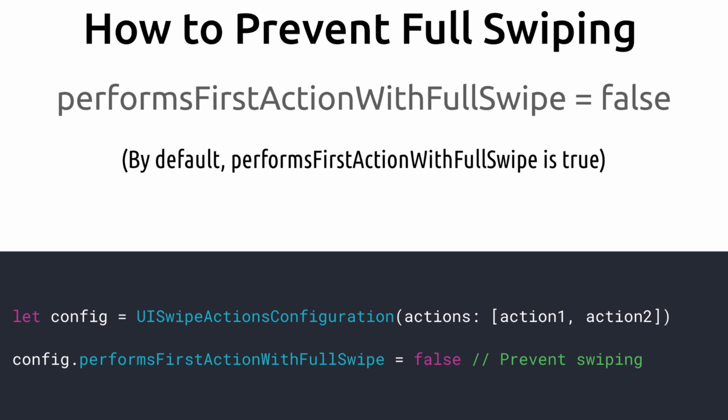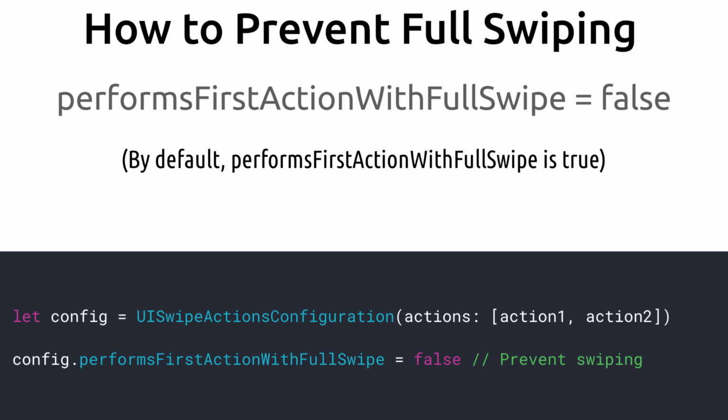And like I said before, you can prevent users from fully swiping a row. It's a Boolean property that is on the UISwipeActionsConfiguration. Remember, the UISwipeActionsConfiguration is that object that manages all your actions. And the property that you want to change is called performsFirstActionWithFullSwipe. So all you have to do is just set it to false and you're all set.